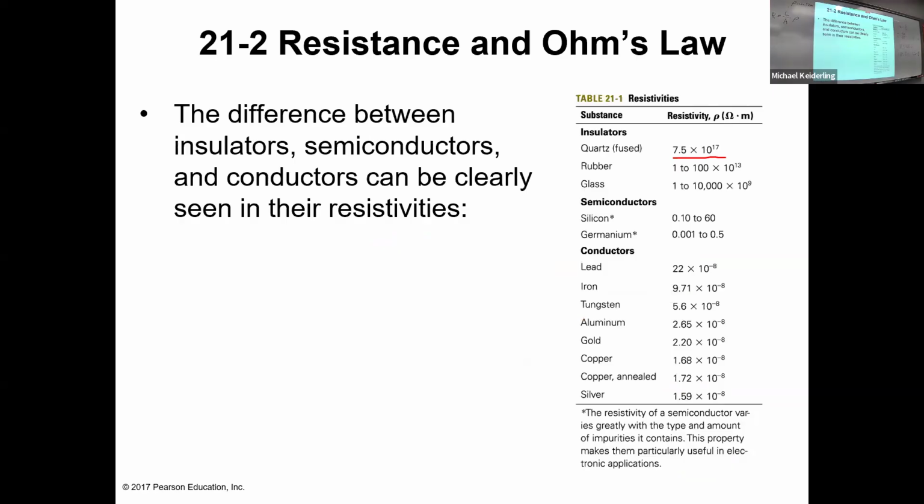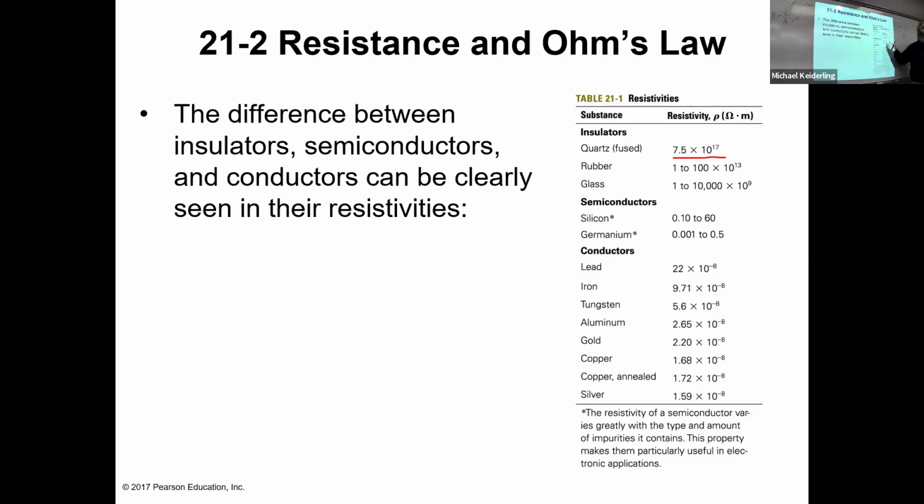Now, the difference between insulators, semiconductors, and conductors can be seen in their resistivity. Some examples of insulators: the resistivity of quartz in ohm meters is 7.5 times 10 to the 17. Rubber is 1 to 100 times 10 to the 13 ohm meters. Glass is 1 to 10,000 times 10 to the 9 ohm meters. There's a lot of variability in glass. And then semiconductors, you can see their resistivity is much smaller than this: 0.1 to 60, 0.001 to 0.5.